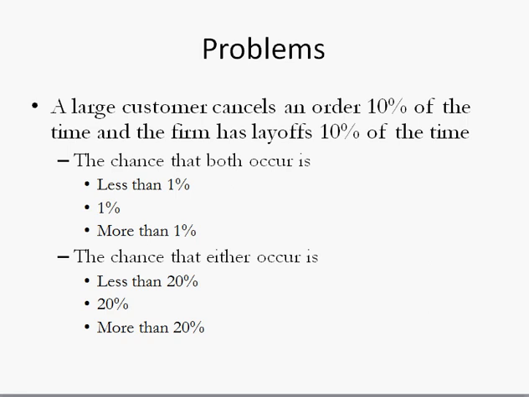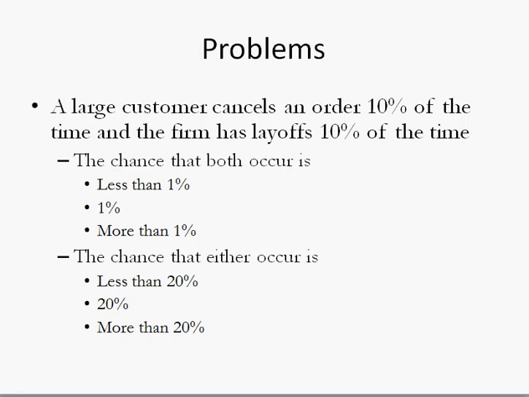So if we imagine a contingency table, if I do 1,000 things in a contingency table, I'm going to have 100 where the customer cancels an order, right? And I'm going to have 100 layoffs. So in my 100 cancels and my 100 layoffs, a question we could ask is, how many, and therefore what chance, is in the cell for layoffs and customer cancels?